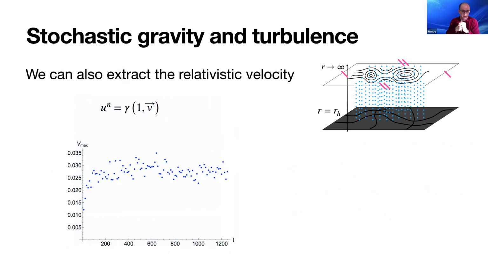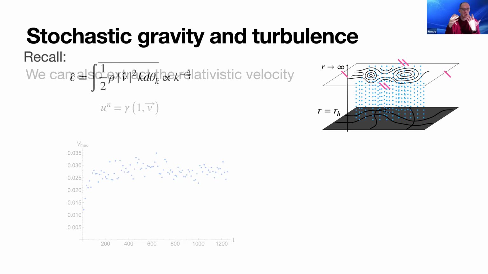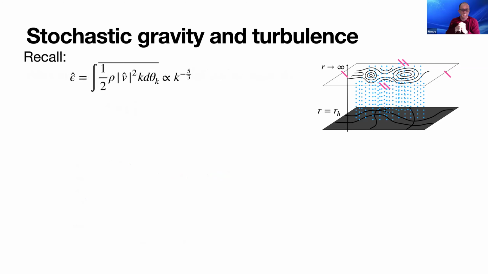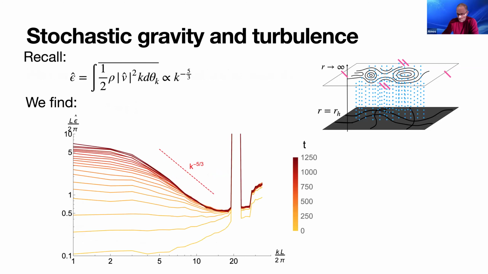Okay, so we did this. We extracted the velocity field. We have a relativistic velocity that we can read off the stress tensor, and from that we can read the non-relativistic velocity, and we get values which are sufficiently low. And then we can compute the energy power spectrum, and we find a very nice minus 5/3 behavior.